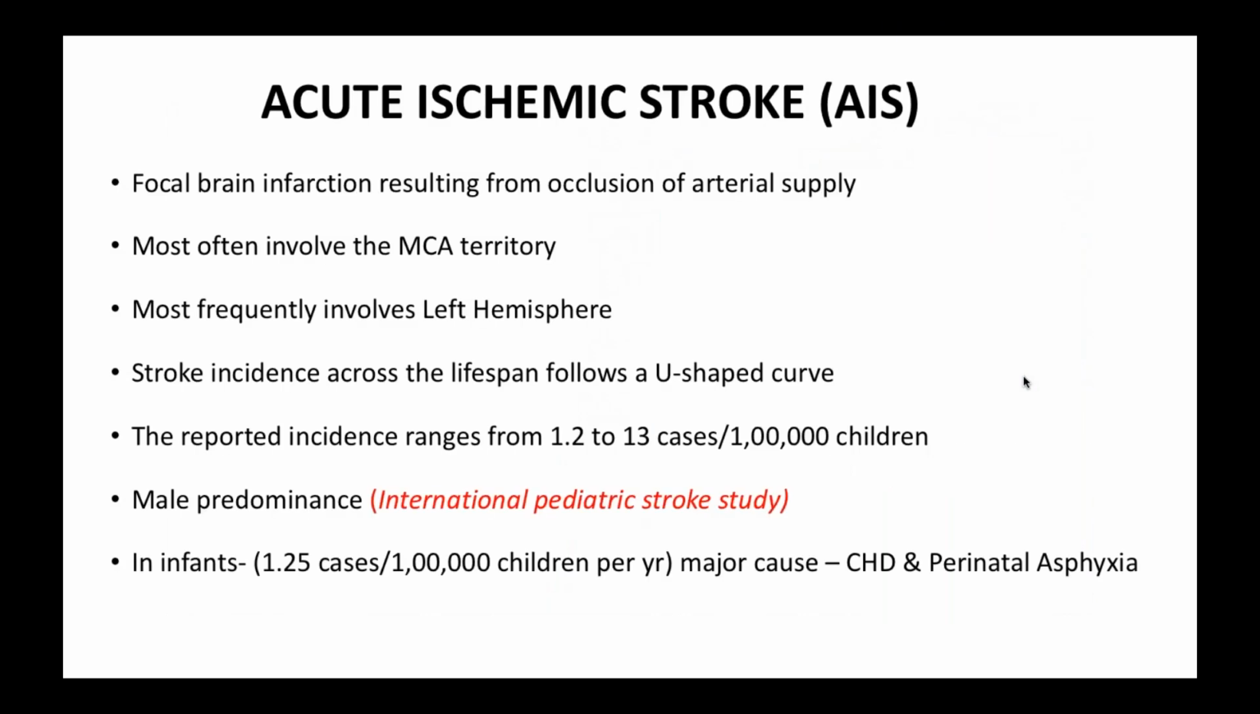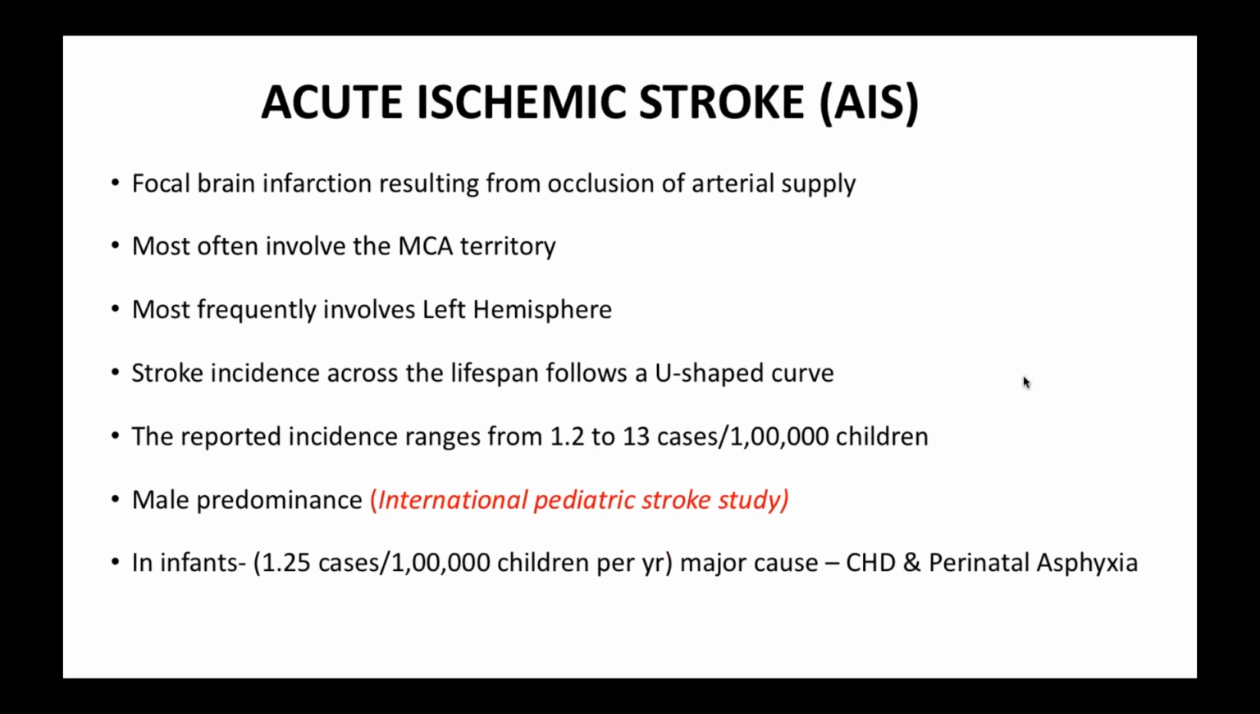So starting with the ischemic stroke. Now, acute ischemic stroke is due to the occlusion of arterial supply. We have been talking about this earlier also. The most common artery involved is the territory of the middle cerebral artery. Okay, so that is the most often involved vessel in acute ischemic stroke. Please remember this. And usually it involves the left hemisphere, so the children or the babies generally come with right-sided weakness, or right-sided involvement.